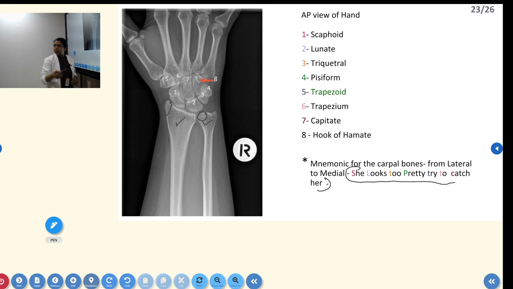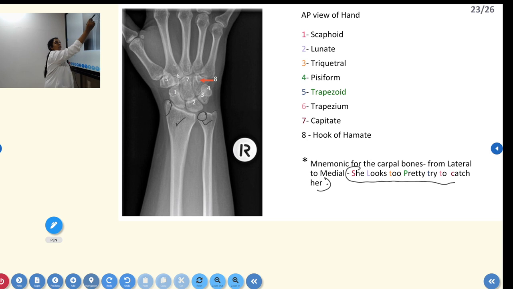There are 8 carpal bones, by the way. This is the lateral side, so we'll start from here. 1, S, scaphoid. This is lunate. Then we have triquetral, and pisiform. Pisiform has an importance: it actually gets nurtured in a tendon. So here we have the pisiform. It is a sesamoid bone.